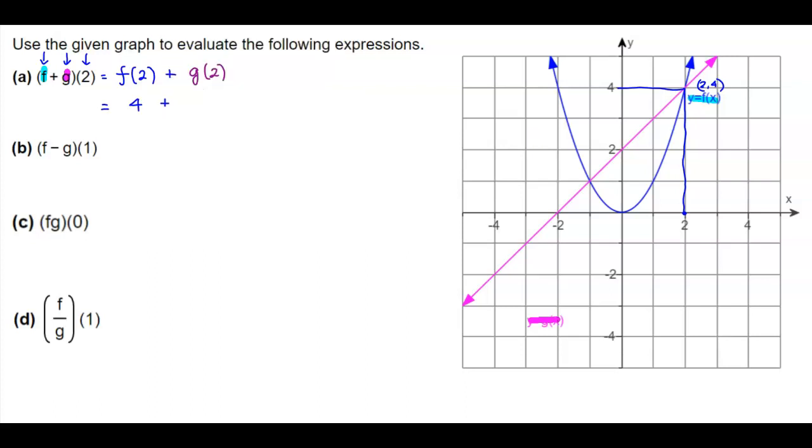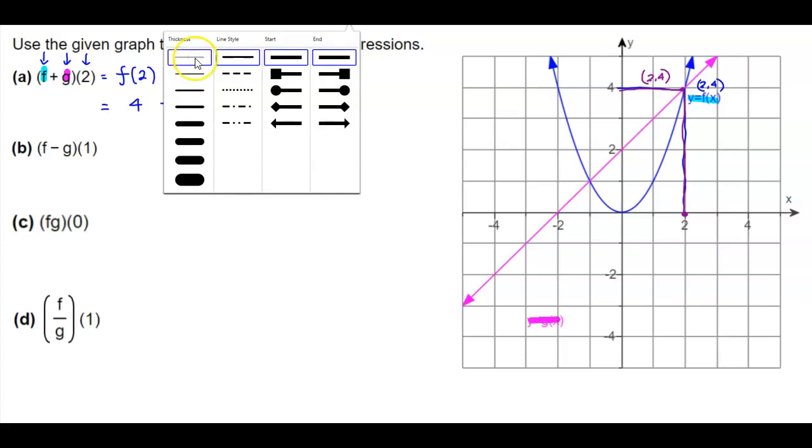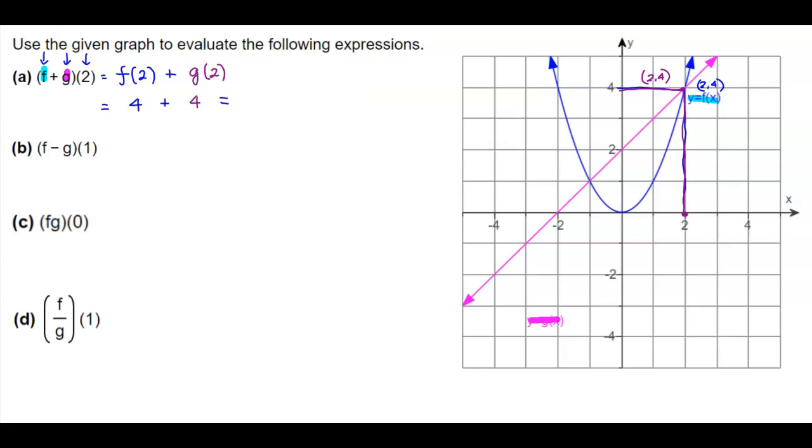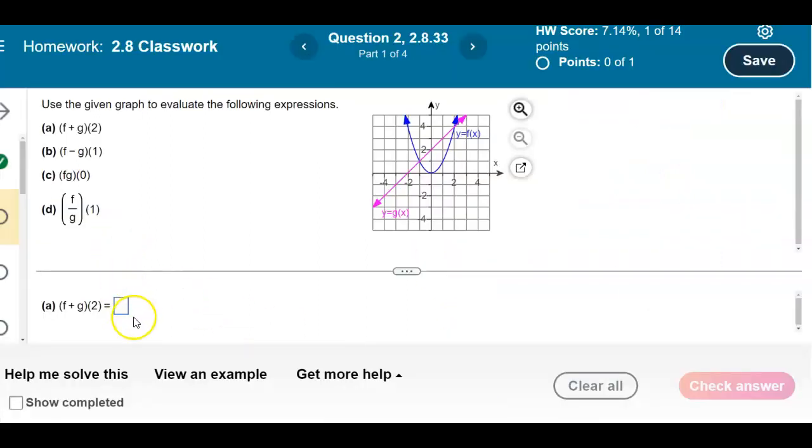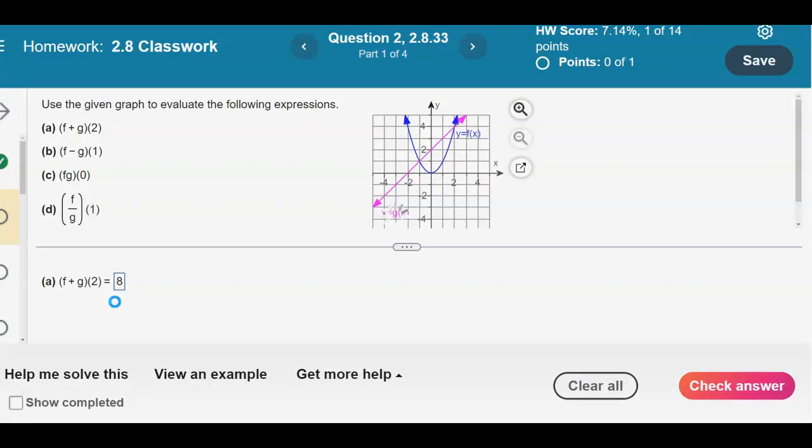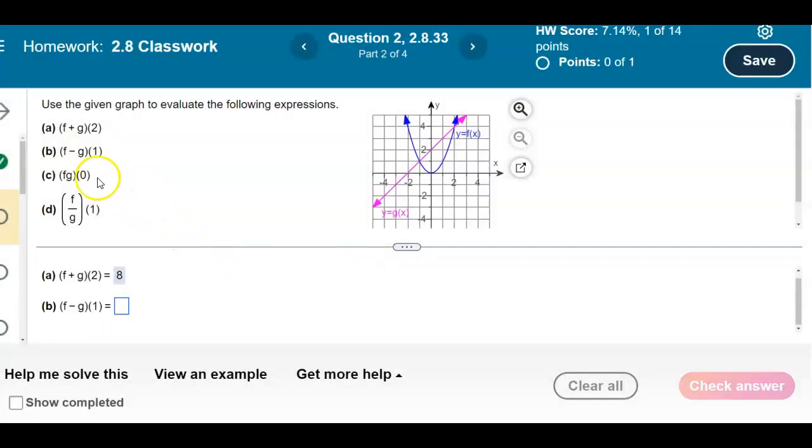Plus g of 2, which means when x is 2, and you can see here that it's at the same point, which also gives us 4. So therefore, that's also equal to 4. So what is 4 plus 4? Well, that's going to equal 8. So let's go ahead and put that answer in here. And there's our answer.